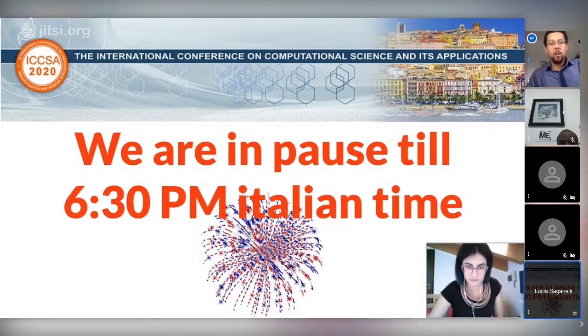Okay, I will just change my computers here because the first one that I was using was not granting permissions to the microphone. Okay, perfect.